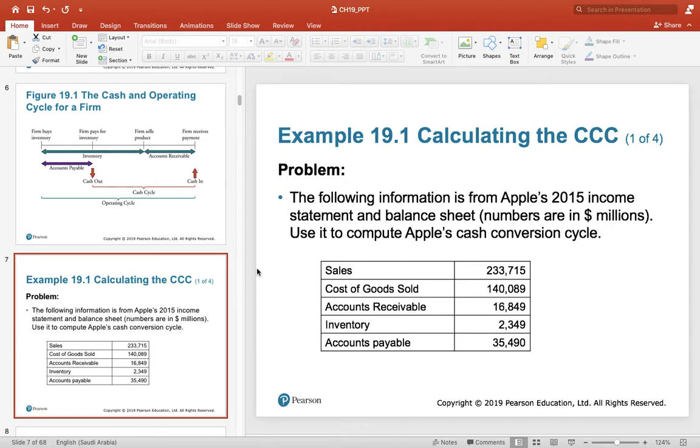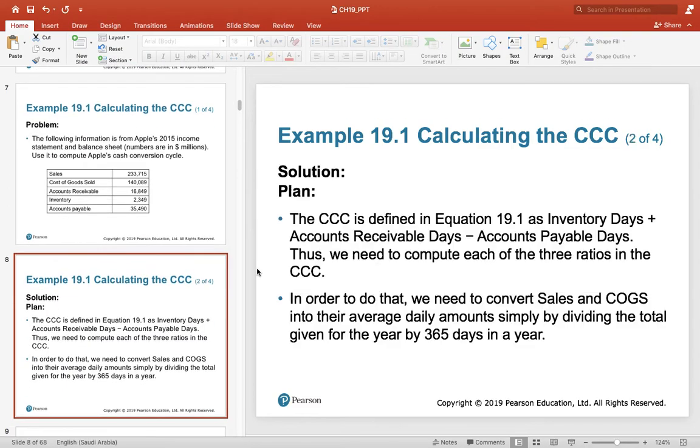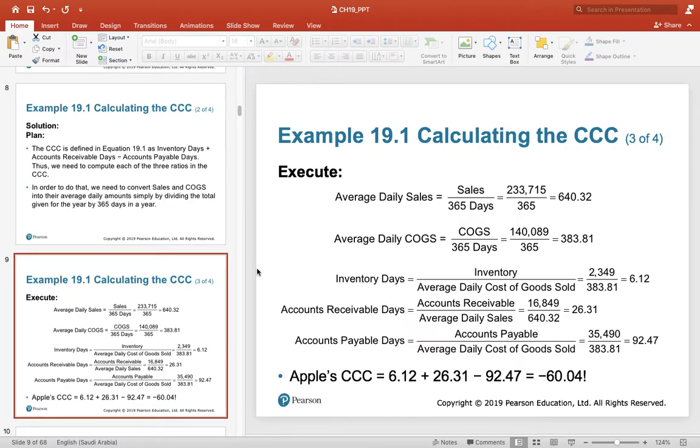140,089 is the yearly cost of goods sold, the annual cost of goods sold, divided by 365 will give per day cost of goods sold. Get it? Put the formula and get the answer. Per day sales, the average daily sales, is equal to 640 million per day. Average cost of goods sold per day is equal to 383 million.